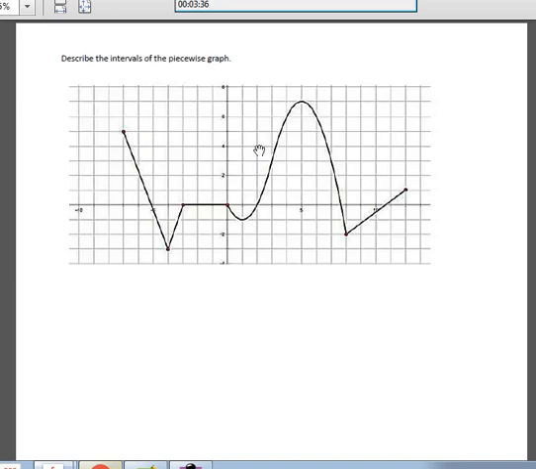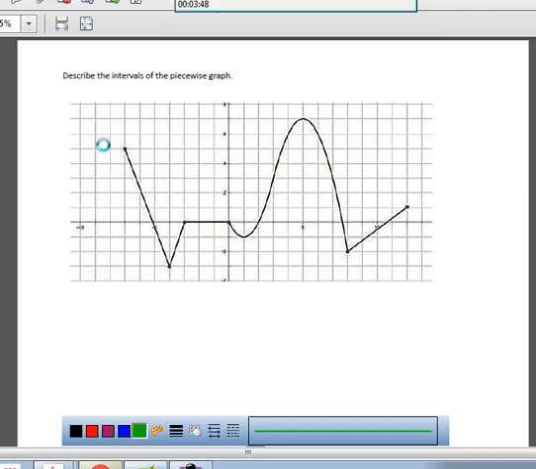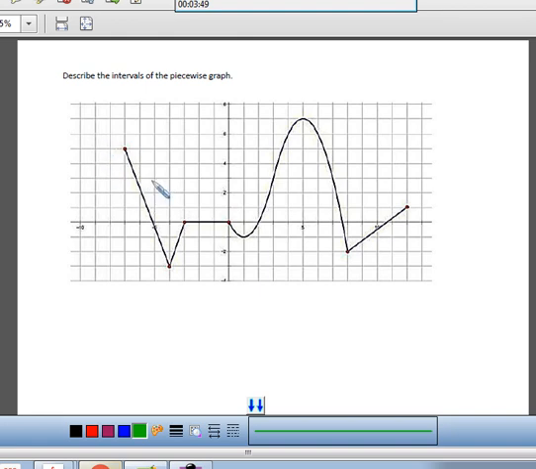All right. So on page 46, we are going to describe the intervals of the piecewise graph. So the first interval that I see is from here to here, and I'll call this A, and this looks linear, and it is decreasing. So going from left to right, what's happening? It's going down, so decreasing.